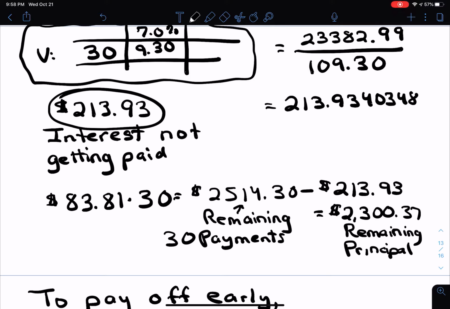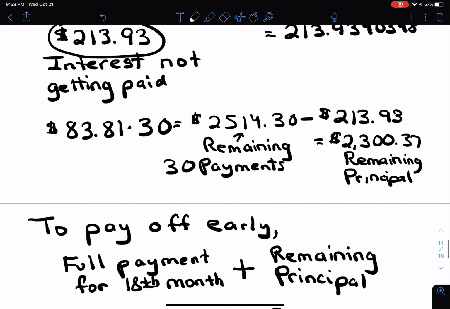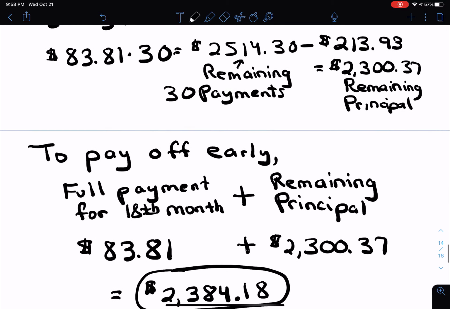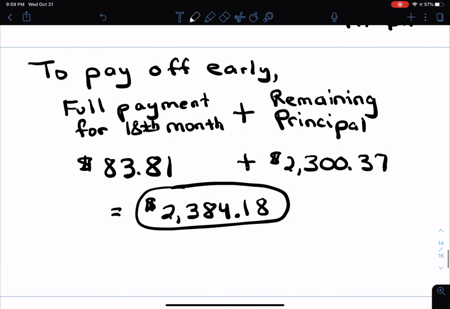So then for that remaining loan, $83.81 payments for 30 more months would have been $2,514.30, but minus that interest they're no longer responsible for, the $213.93. That tells us the remaining principal, which they are still responsible for. So for that 18th month, they pay their full payment plus that remaining principal for the 30 months after. So to pay it off early, they would need to do that transaction.